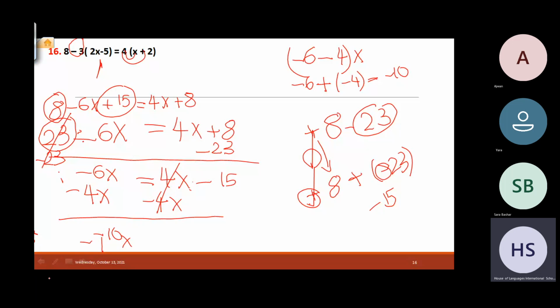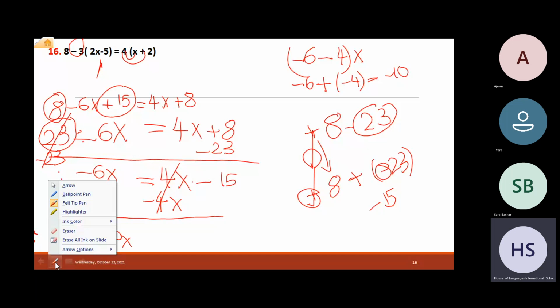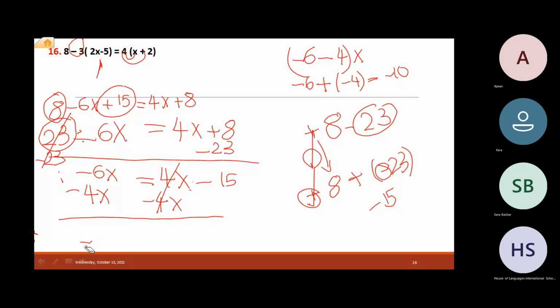And where does the 15 go? Just wait. Teacher, where did the 15 go? Wait, I didn't continue this. So here we say -10x and here -15. Now what do I need to do next?